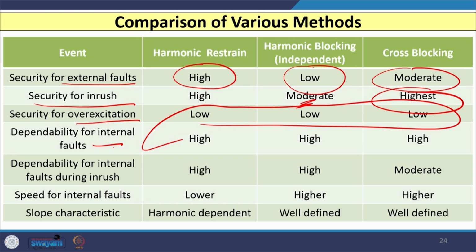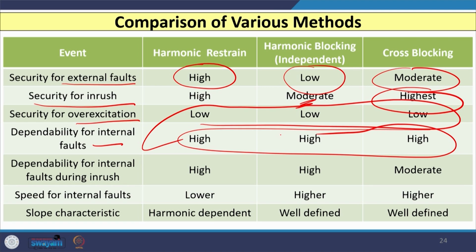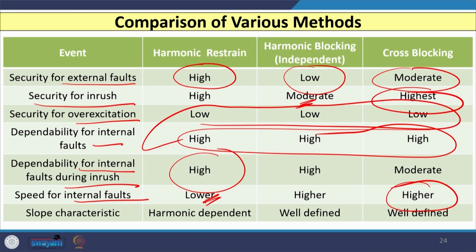If I want dependability for internal faults, then again all the 3 methods will give proper dependability, and if I want dependability for faulted energization of the transformer, then again the harmonic restraint method outperforms all other methods. And if I want speed in case of internal fault, meaning the time of operation should be as low as possible, then the best output is given by cross blocking, compared to the lowest output given by the harmonic restraint method.